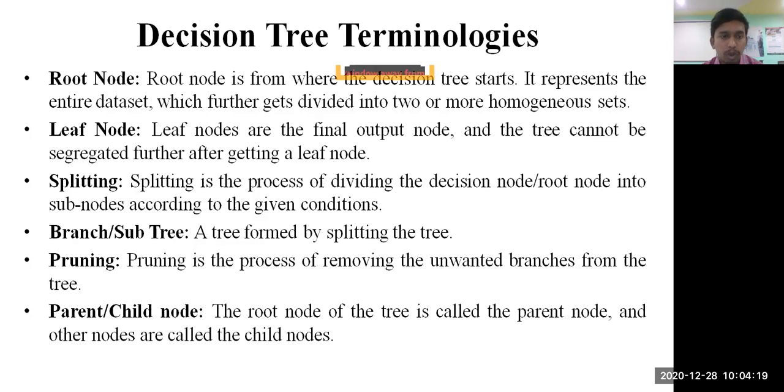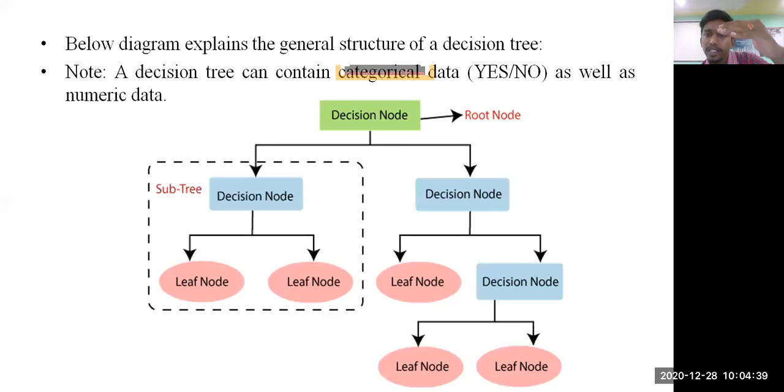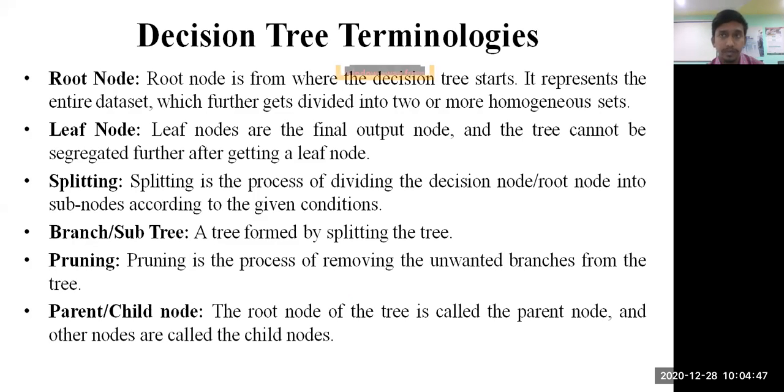The next terminology here is splitting. From the given data set, we need to decide which is the root node, what is the leaf node, and how to make decisions. That can be done using the splitting criteria. Splitting is the process of dividing the decision node or the root node into subnodes according to the given conditions. Here you can see a decision node is further split into other subtrees. How this is done is called the splitting criteria, or splitting. Next, a subtree is formed by splitting the tree, and it contains a decision node and further leaf nodes.